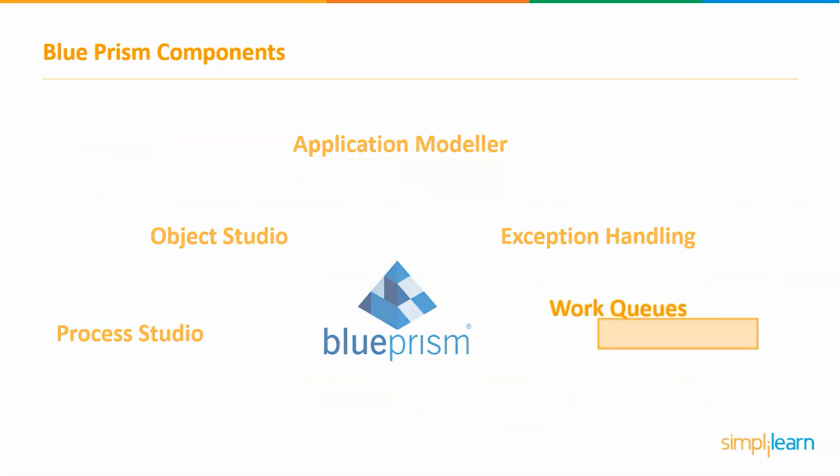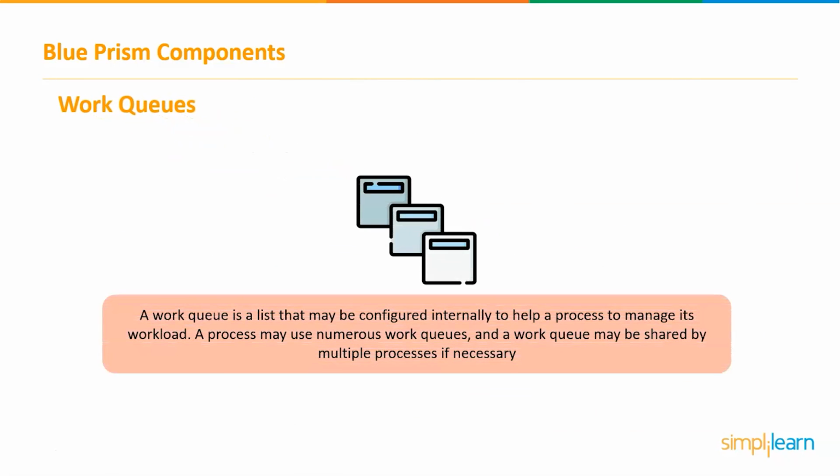Work queues. A work queue is a list that may be configured internally to help a process manage its workload. A process may use numerous work queues, and a work queue may be shared by multiple processes if necessary.